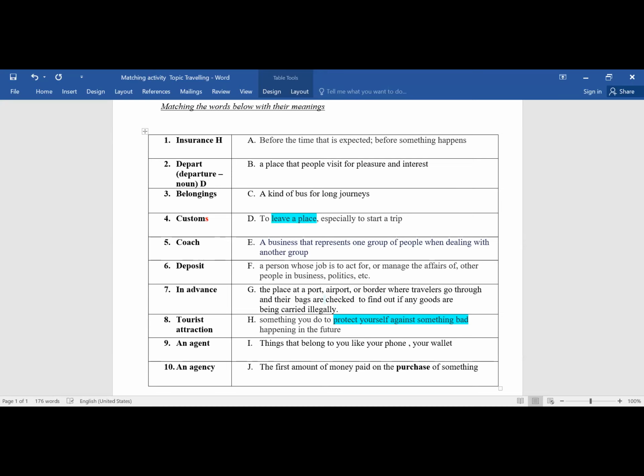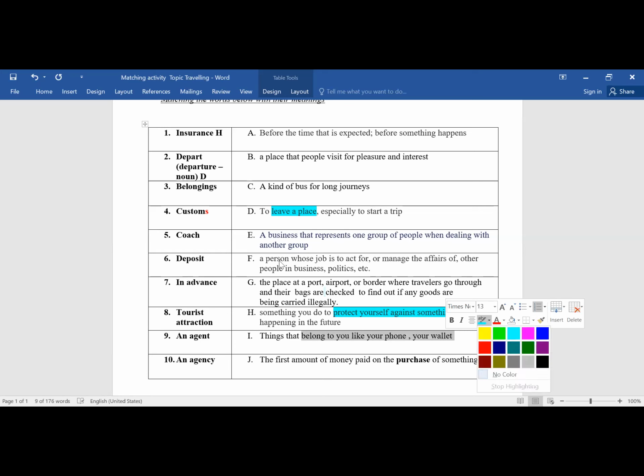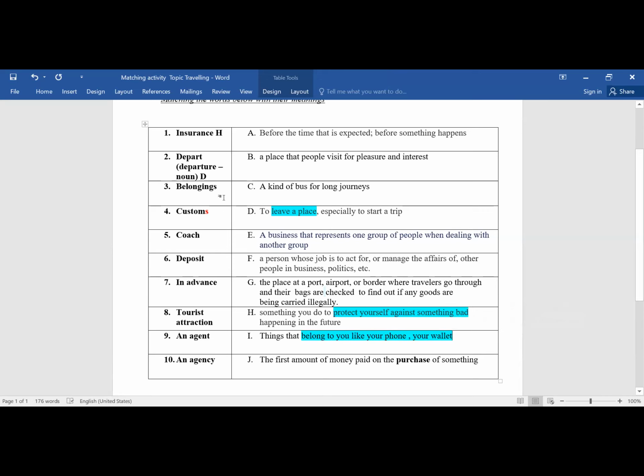Belongings. I would like to hear from Đức Anh, please. Belongings. What are your belongings? Belonging is things that belong to you, like your phone, your wallet. Exactly. And it's not unusual that people lose their belongings when they go traveling, right?